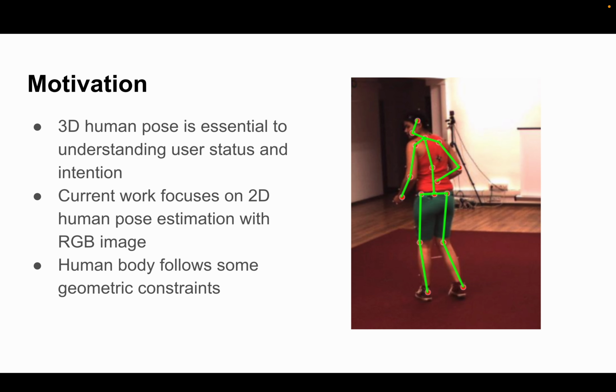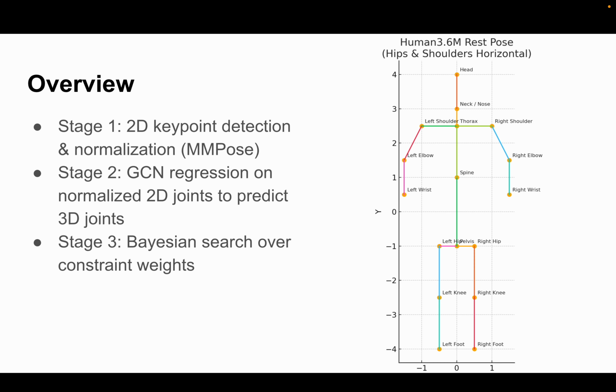The motivation of this project is, in human-robot interaction, 3D human pose is essential to understanding user status and intention. However, current work only focuses on 2D human pose estimation with RGB image, which is not sufficient to estimate, for example, human orientation on grounded plane. We also observe that the human body follows some geometric constraints, which gives us the intuition to reconstruct the third dimension from a 2D estimation.